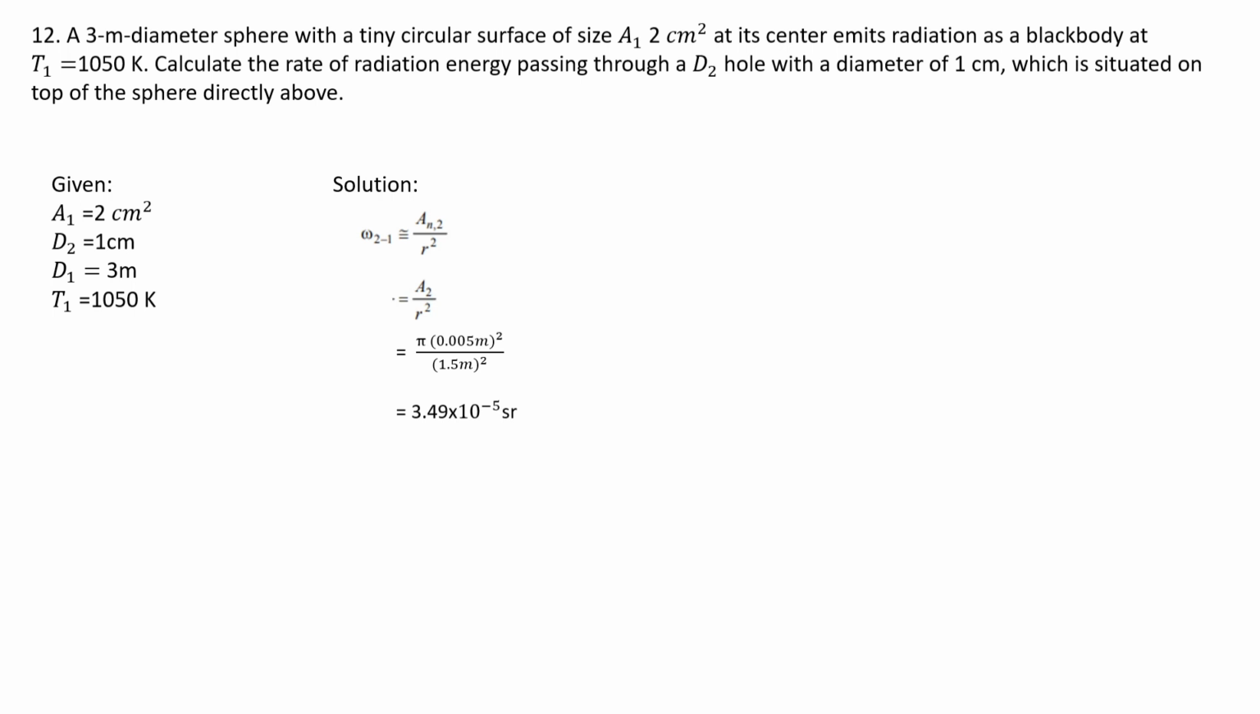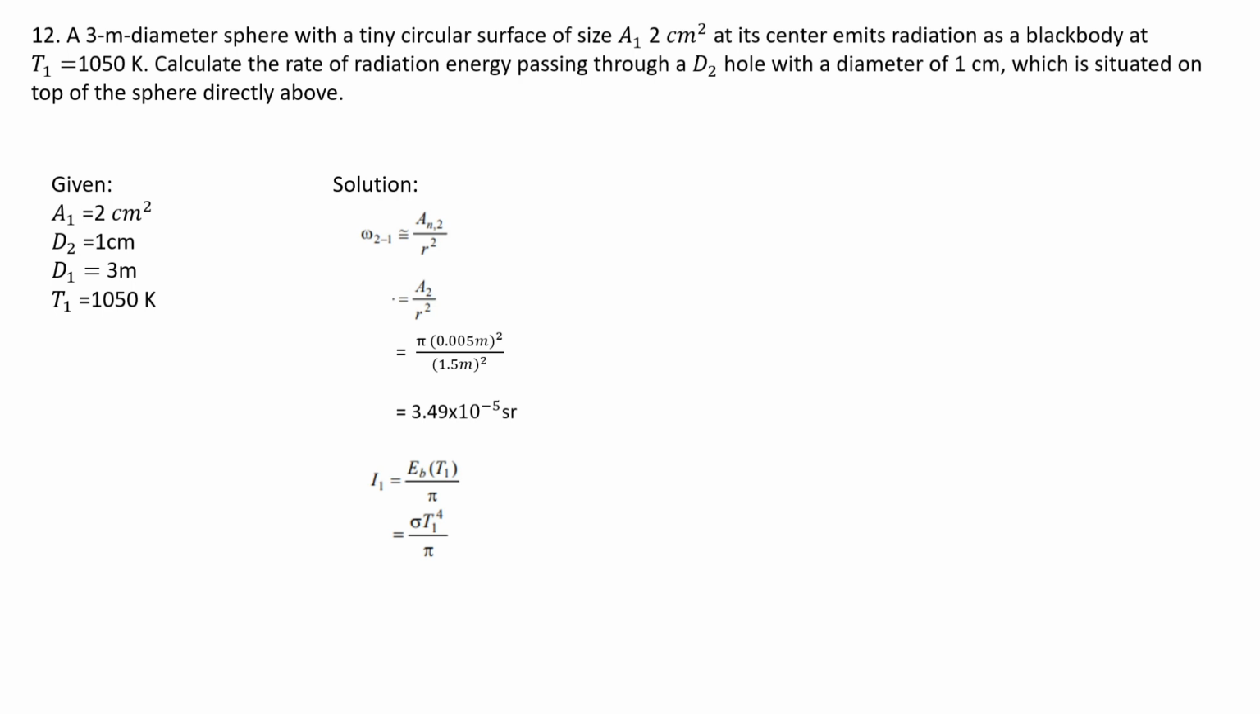Since A2 is positioned normal to the direction of viewing, the radiation emitted by A1 that strikes A2 is equivalent to the radiation emitted by A1 into the solid angle omega 2-1. The intensity of the radiation emitted by A1 is intensity equal to E_B of T1 over pi. It is also equal to sigma times T1 raised to the power of 4 over pi.